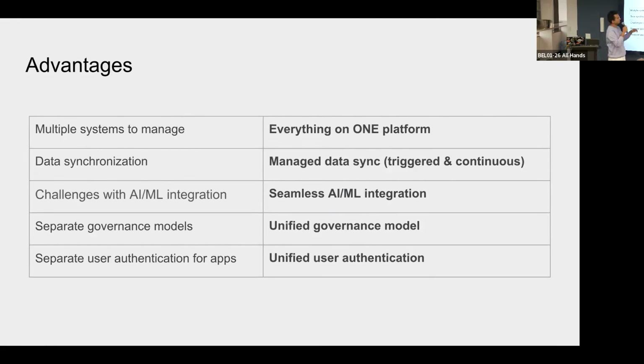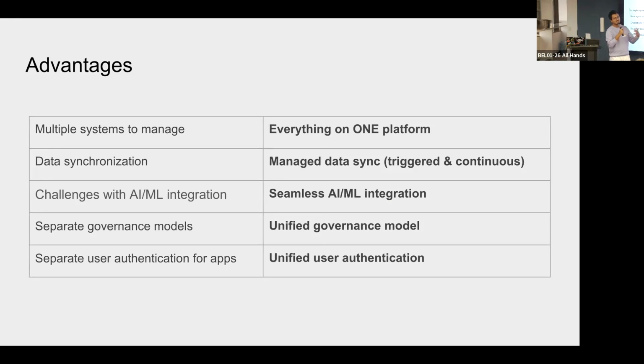So in short, what are the advantages? Earlier, you had multiple systems to manage. It all boils down to one single system. You had a problem of data synchronization where you had to build complex ETL pipelines. You don't have to do that. All of that is already taken care of. You have data in your OLTP system and it gets pulled automatically. You have the option to have that data pulling triggered at certain intervals, or you can do it continuously.